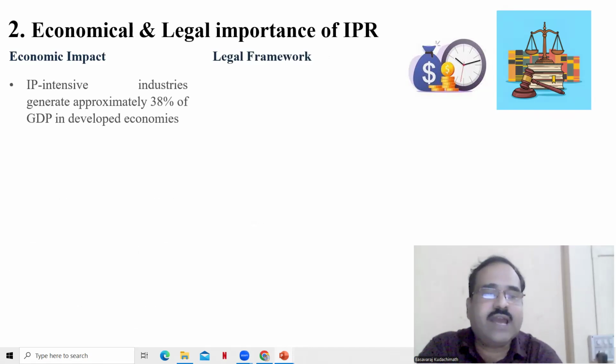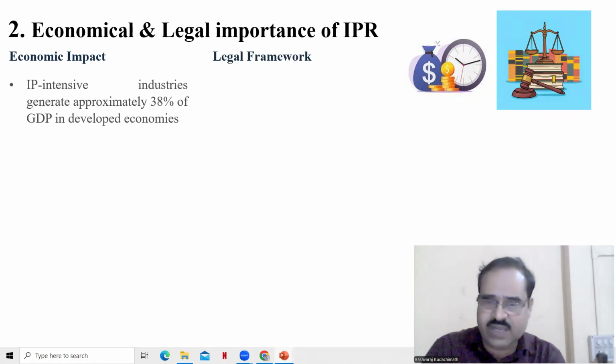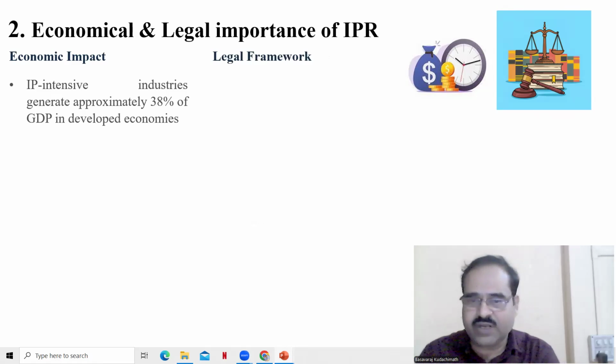One is economic: IP intensive industries generate approximately 38% economically. If you see the IP registering organizations which have patents or copyrights of their own products, they are making a 38% contribution to the developing countries' GDP, that is, gross domestic product. It means that no third party can intervene and take away the product so that the demand is subsided.